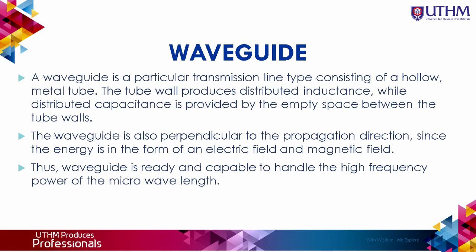Okay. A waveguide is a particular transmission line type consisting of a hollow metal tube. The tube wall produces distributed inductance, while distributed capacitance is provided by the empty space between the tube walls. The waveguide is also perpendicular to the propagation direction, since the energy is in the form of an electric field and magnetic field. Thus, a waveguide is capable of handling the high frequency power of microwaves.